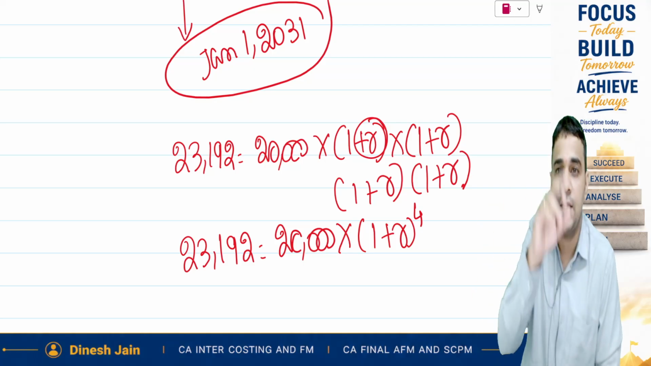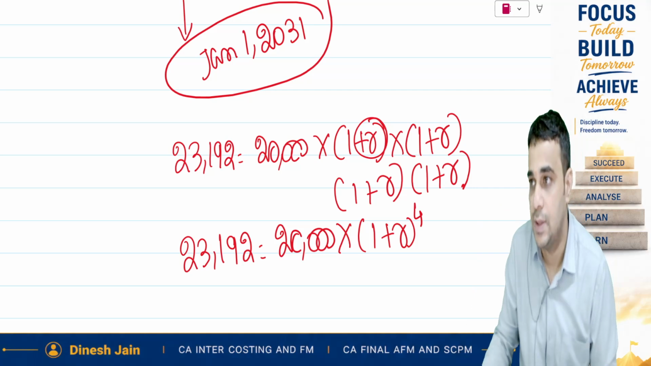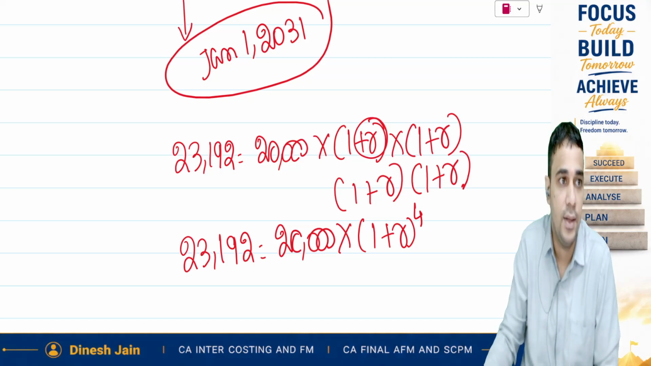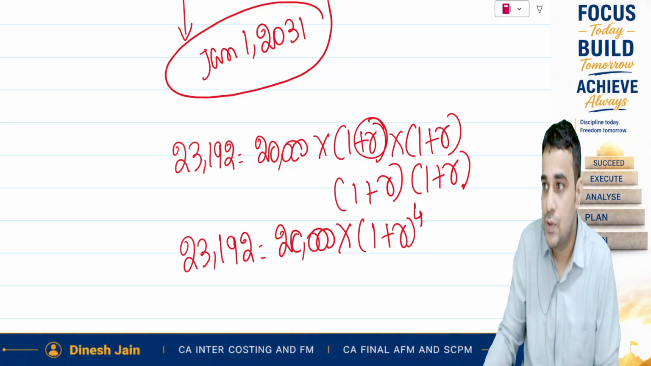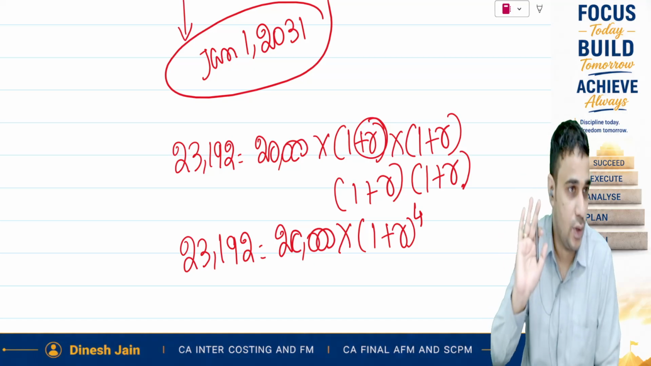4 goes to the other side, it will become 1 by 4. 1 square root, another square root, answer is done. I need not do the 12 headache and all. 1 square root and another square root. Any doubts first on the calculation?